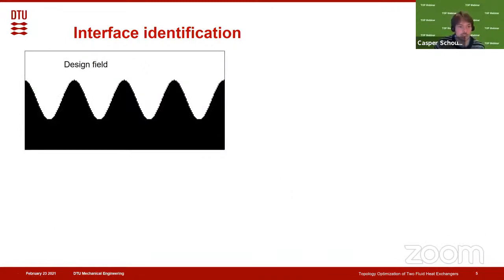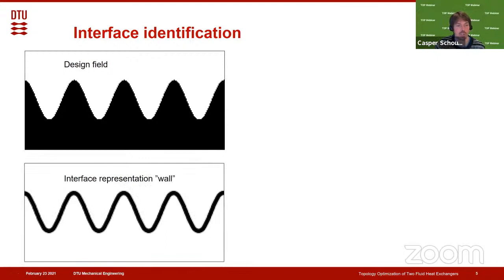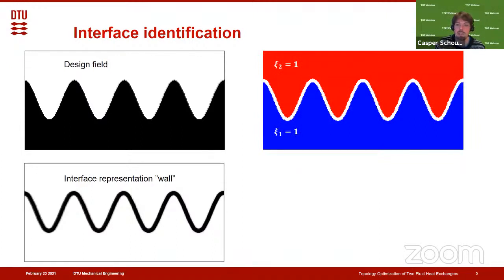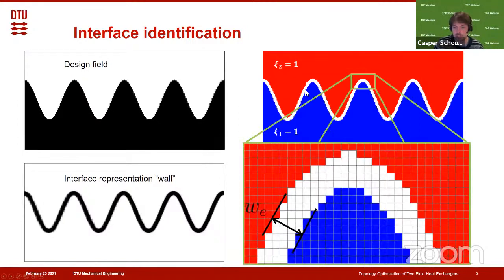If we would like to have an oscillating wall, it could be a design field that looks like this. Then we would apply the aforementioned procedure and we can get an interface representation, which we would call the wall. Then if we designate it as two separate fluid phases, with the wall being the white one here, we can see in this zoom that we're actually able to get the predefined thickness of the wall. In this case, I chose approximately four elements.